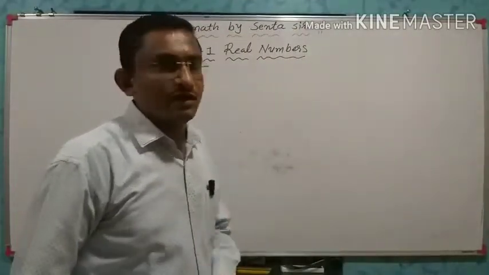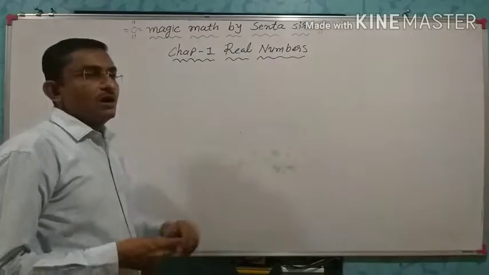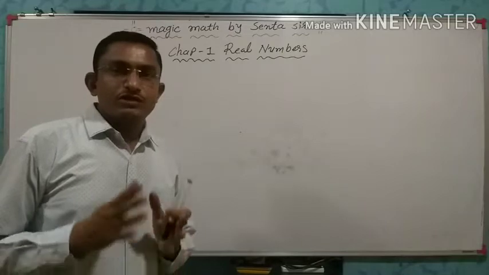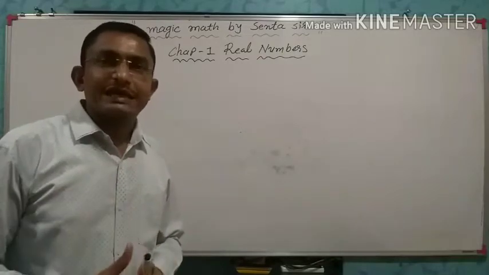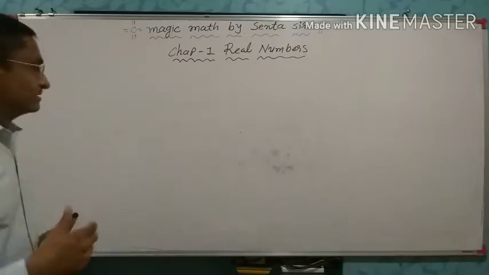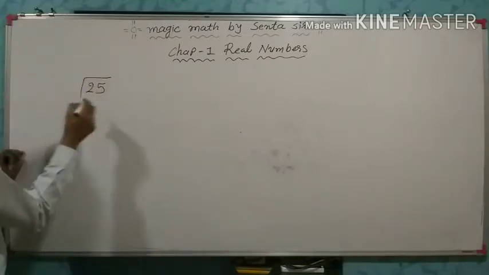Friends, today we will learn chapter 1, real numbers. First we see divisions, because we use divisions for getting the important rules of Euclid's lemma. So we see divisions, very simple divisions.